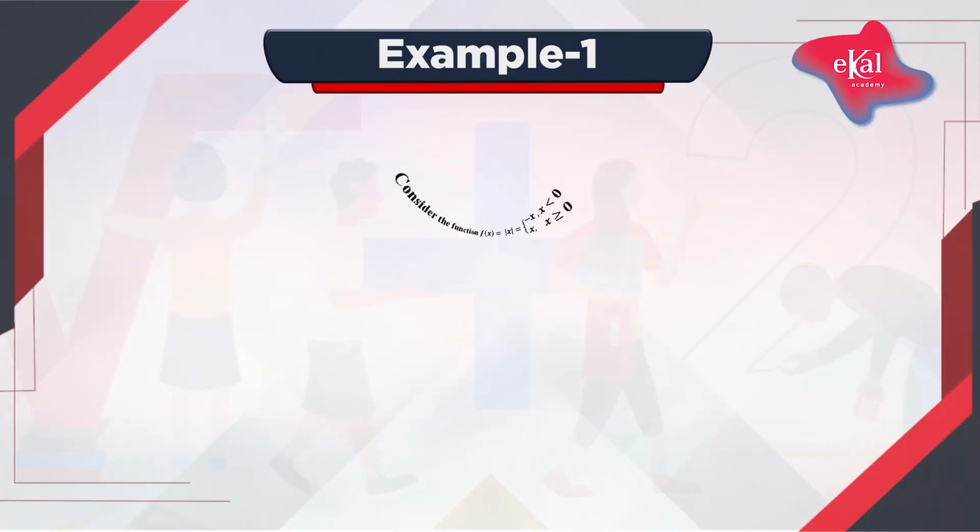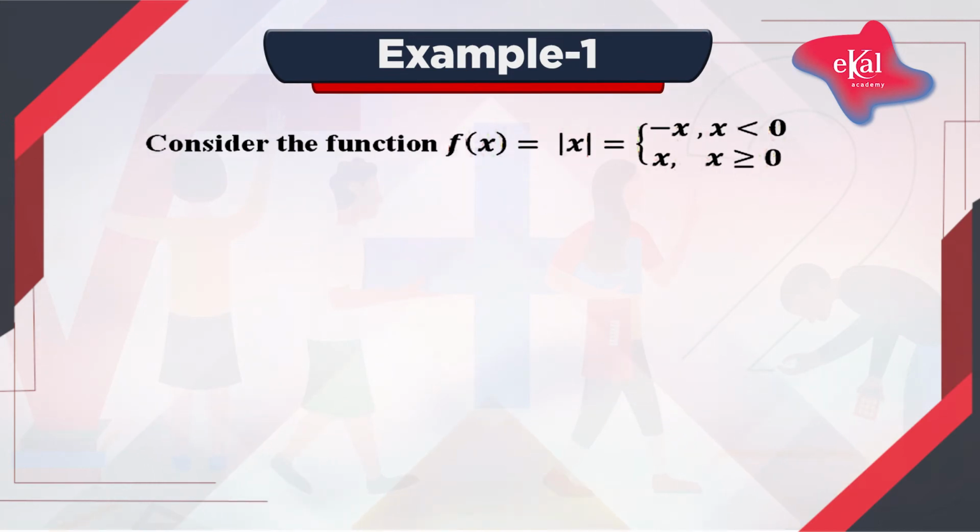Let us look at this example, f of x equal to mod x. We have to verify the continuity of this function. Mod x is equal to x when x is greater than or equal to 0, and minus x when x is less than 0. You may remember the limit we have calculated. The limit x tends to 0 minus f of x equal to 0, and limit x tends to 0 plus f of x is equal to 0.